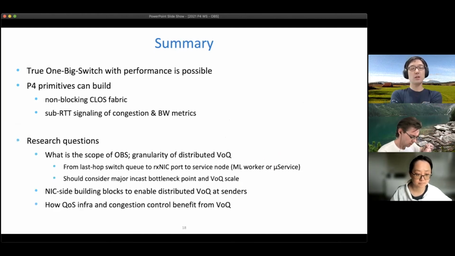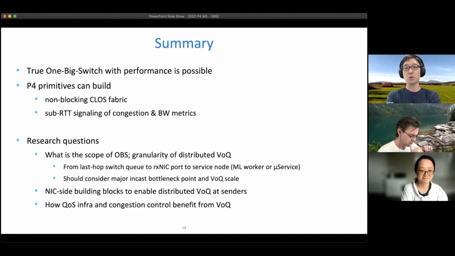And the remaining research questions, or maybe engineering questions, for us are how do we really realize the BOQ and where do we cut the boundary? I think it depends on what is a major incast or congestion bottleneck point, and then the scale of virtual output queue that we have to maintain at the sender. I will stop here and then we can go into the Q&A.